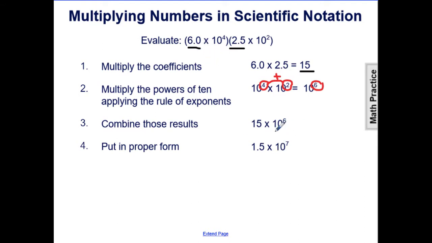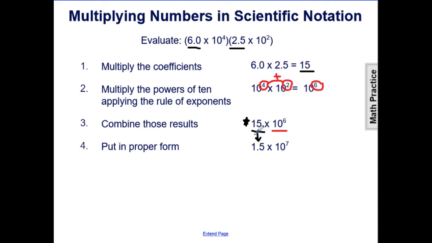So we're combining those results. We have our 10 to the 6th, and we have our coefficient, our product of 15. But 15, you'll notice, is not between 1 and 10. It's not greater than or equal to 1 and less than 10, so we have to move the decimal 1 over to make it 1.5.